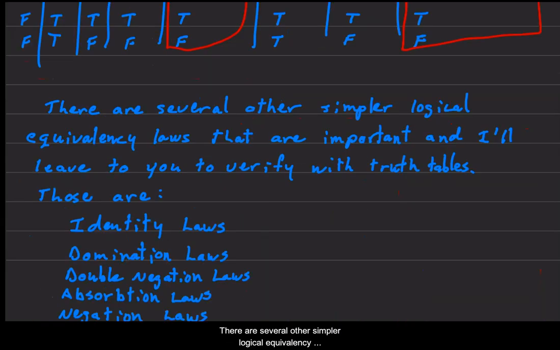There are several other simpler logical equivalency laws that are important, and I'll leave those to you to verify with truth tables. Those are the identity laws, domination laws, double negation laws, absorption laws, and negation laws.